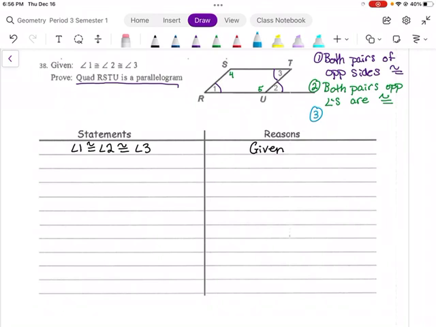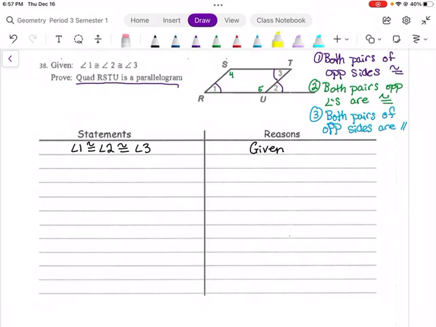And then another one, we could say both pairs of opposite sides are parallel. So to prove lines are parallel, if you remember back to that chapter, we had to prove that we had congruent corresponding angles, alternate exterior, alternate interior angles, but we had to show an angle pair relationship.